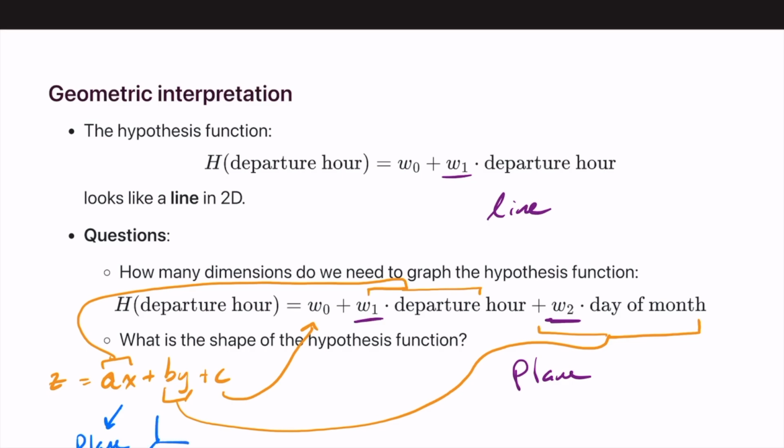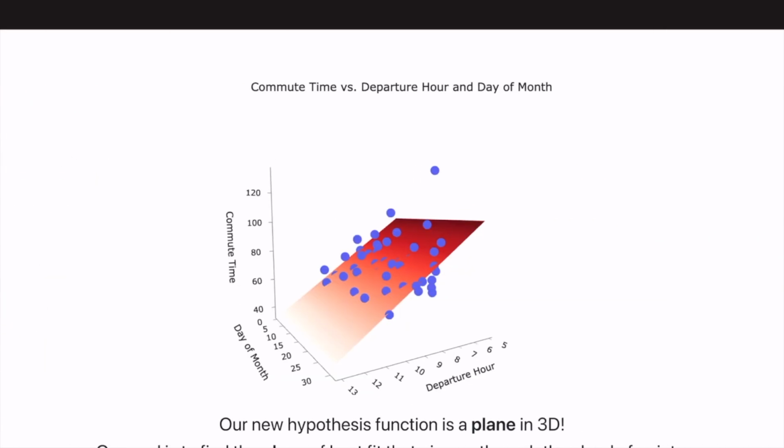So, some three-dimensional space with a plane. On this next slide is a nice pictorial representation of that plane in three-dimensional space that we had from last lecture.